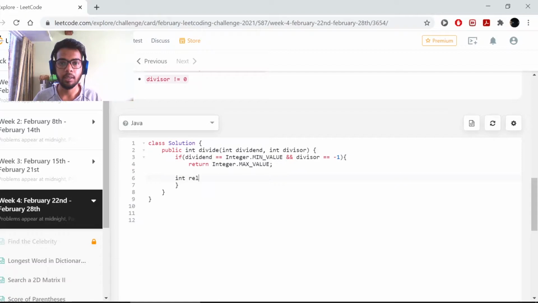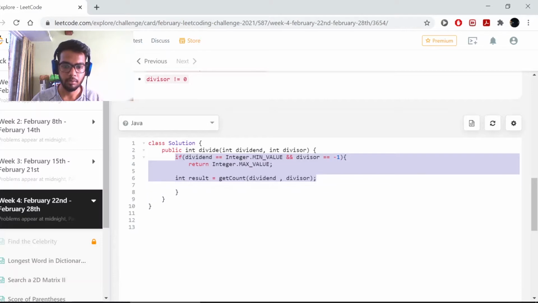So I'll create an int result that would be equal to, let's create a function called getCount. I'll give it my dividend followed by my divisor. Done. Now what I want is, why is this happening? Let's check if it's indented in a proper way. Yeah, it is. Okay.